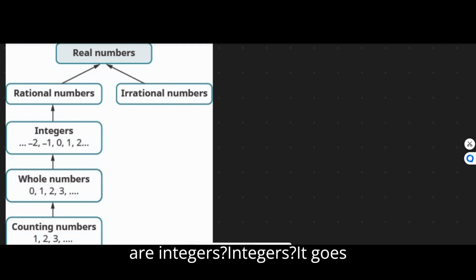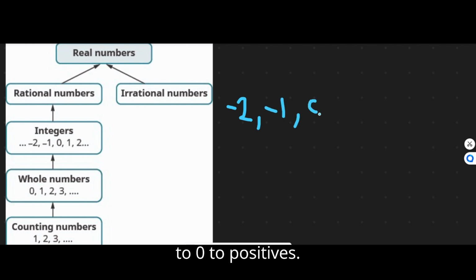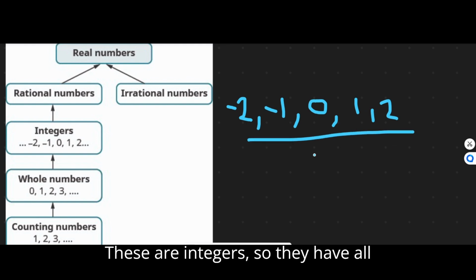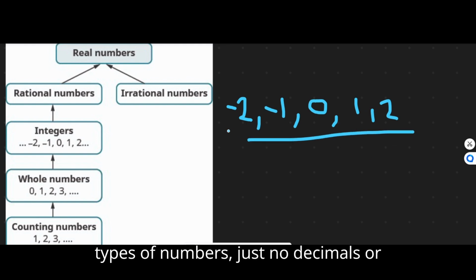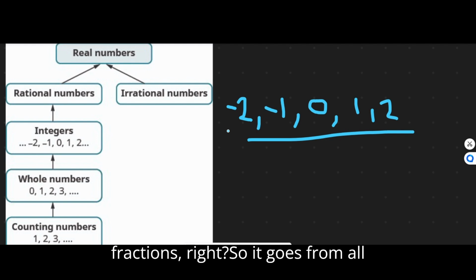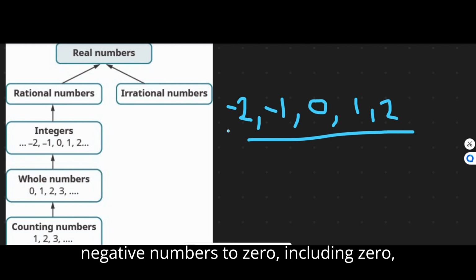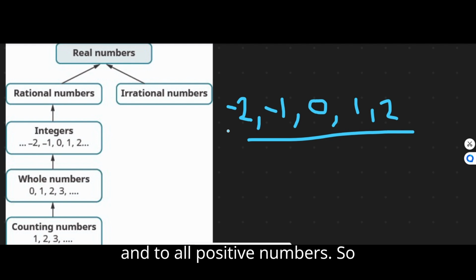So what are integers? Integers go from negatives to 0 to positives. These are integers, so they have all types of numbers, just no decimals or fractions, right? So it goes from all negative numbers to 0, including 0, and to all positive numbers.